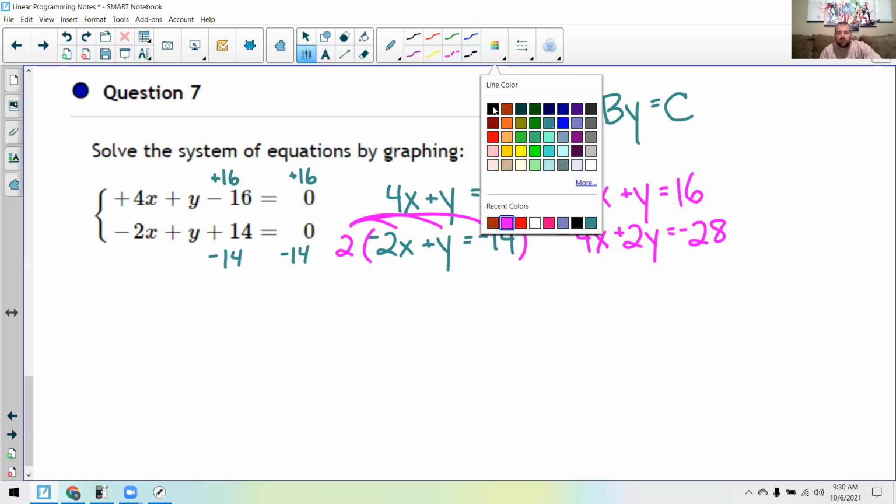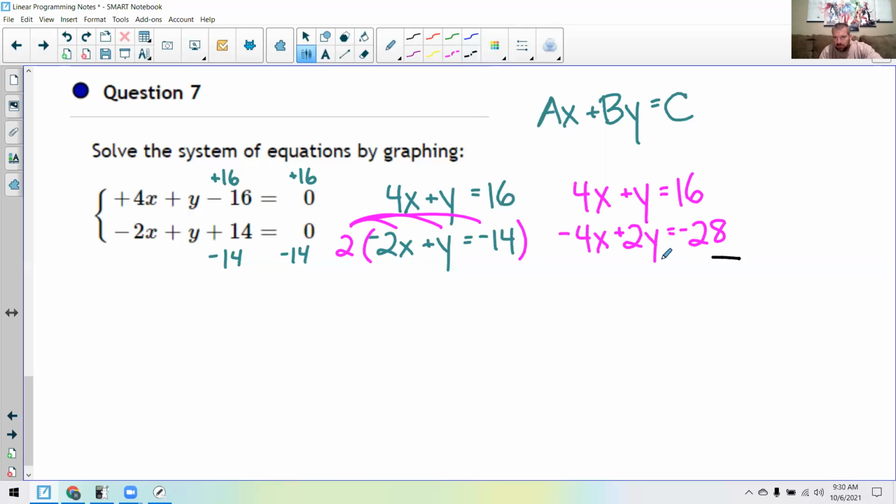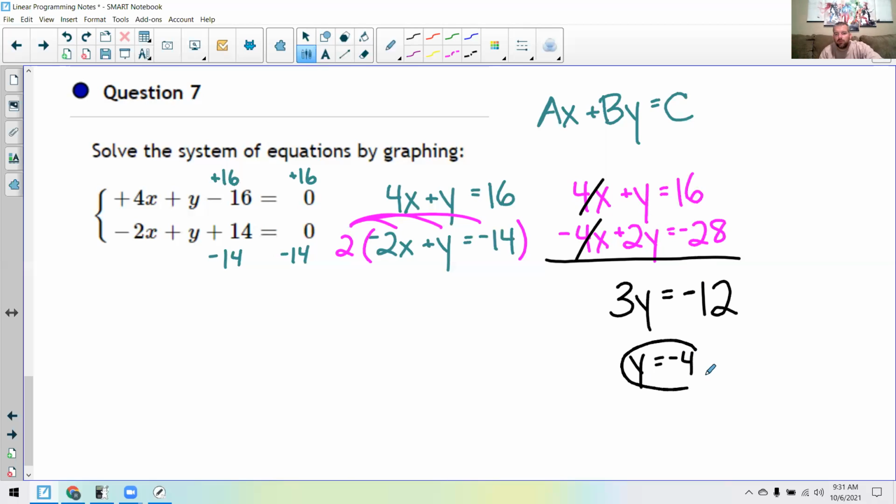Now I can add my equations. So this is 4x, negative 4x. That's what I wanted. They go away. Y plus 2y is 3y equals 16 minus 28. That's going to be negative 12. Solving for y, I get y equals negative 12 divided by 3 is negative 4.